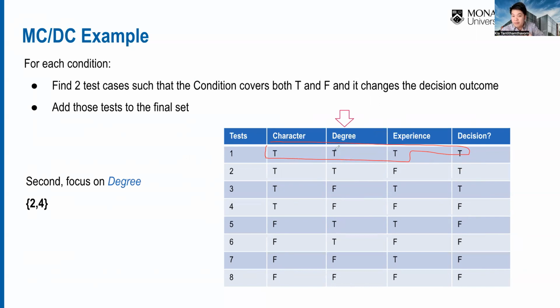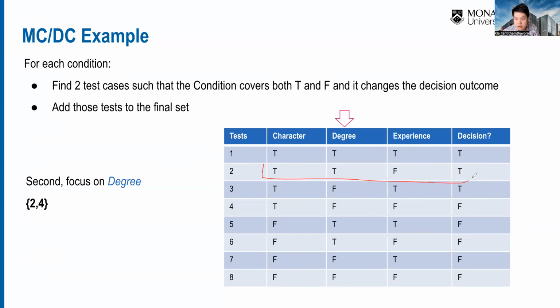Degree should be flipped. Character and experience should be the same, and the decision should be flipped as well. Do we have any? Let's find the character true and the experience true first. We have just this one, but the decision is not flipped. Degree is flipped, but the decision is not flipped, so we cannot do that. Okay, 1, 3 is not a good one. So let's move to the next one.